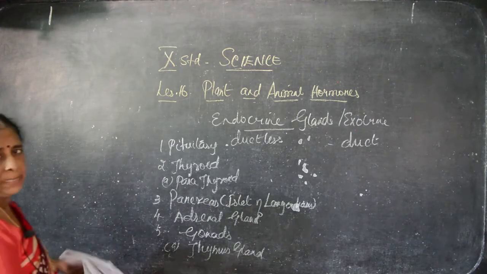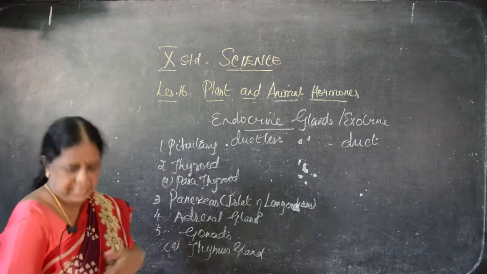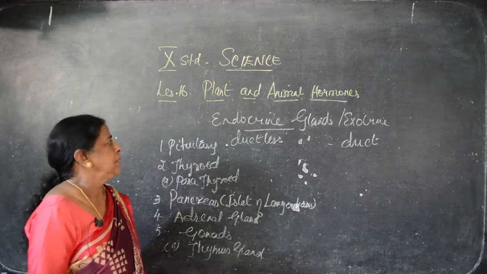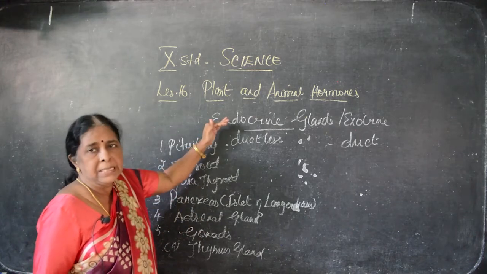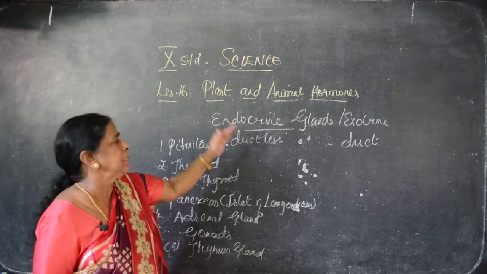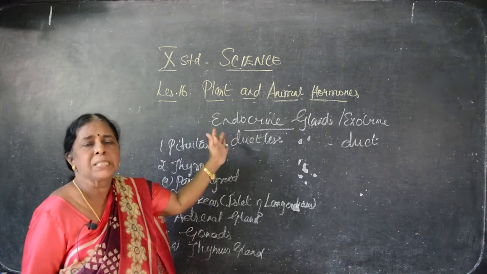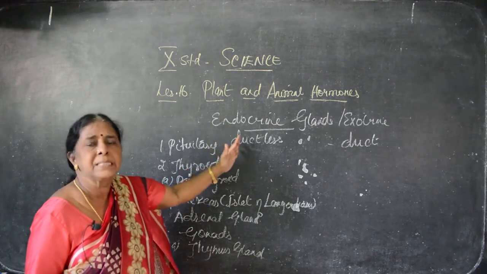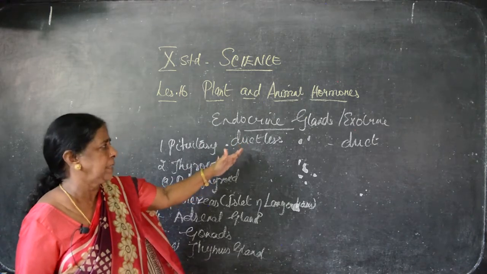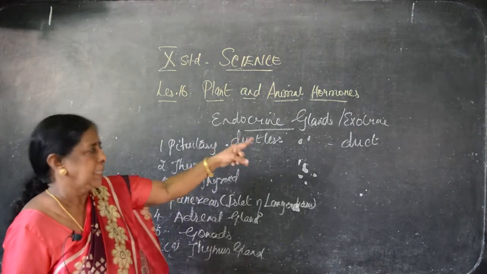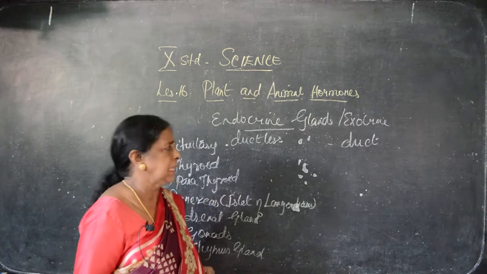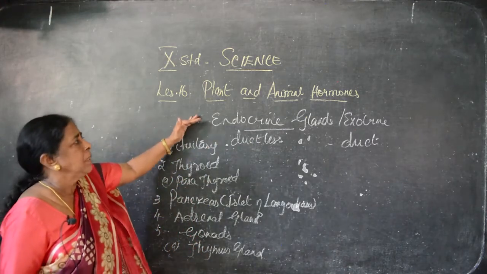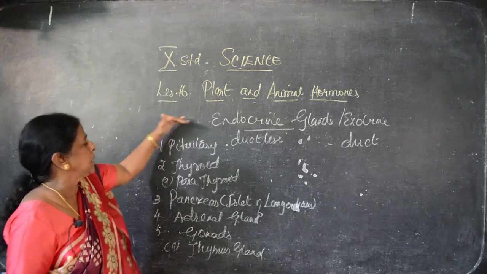Let us see in detail how these glands affect our body. So, endocrine glands, I said there are two kinds of glands, endo and exo. What's the difference between both the glands? Endocrine glands are known as ductless glands. Exocrine glands have ducts, clear? So we have to see endocrine glands only. So what are the endocrine glands?